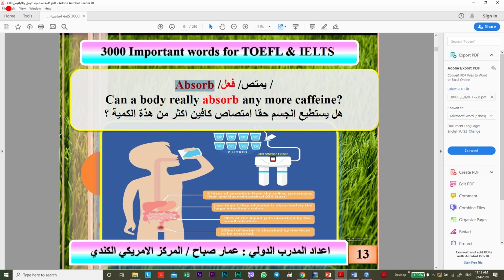So, let's see this example. This is a verb, فعل. الفعل يجي في وسط الجملة. استخدم في وسط الجملة. And sometimes it comes before a pronoun or a noun.